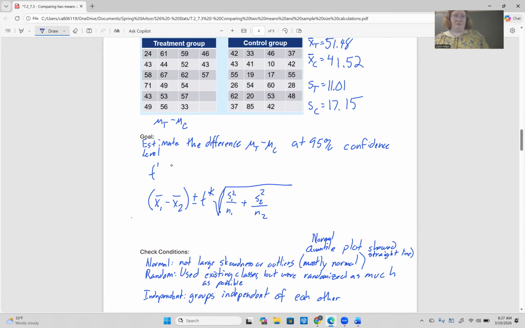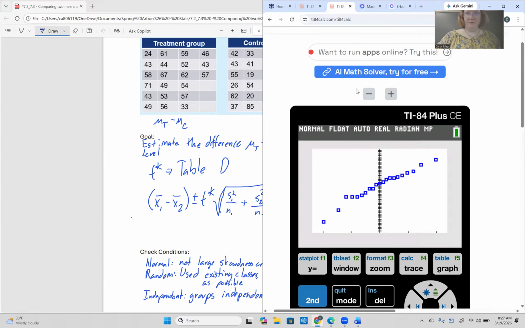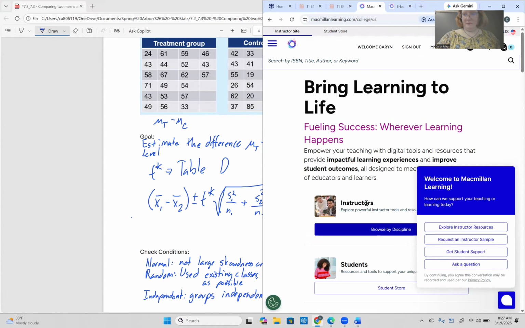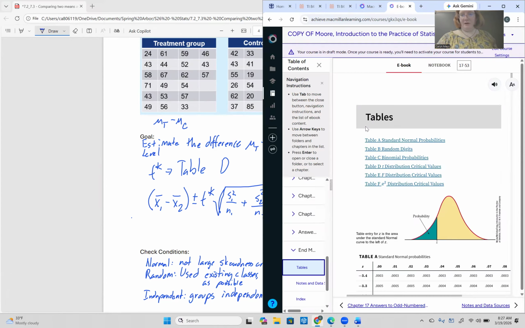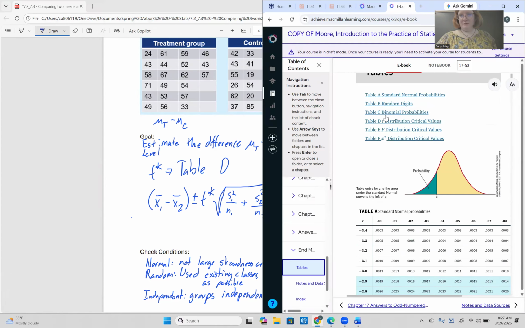on our table D. So we went through that on Tuesday. Macmillan, I had the ebook up. Here we are. Table D.